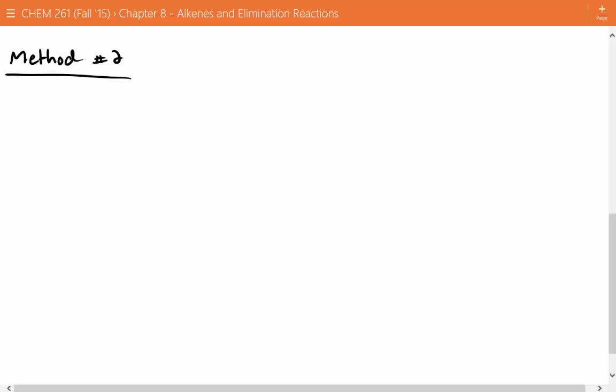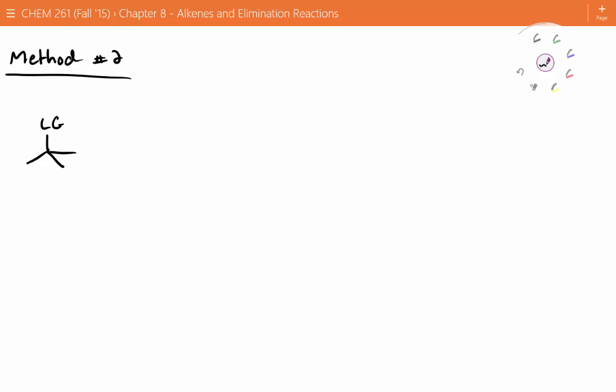All right, let's do method 2. We've got our leaving group. Let's label our alpha and beta positions on our substrate. We've got alpha, which is where our leaving group's attached. We've got beta, beta, beta.